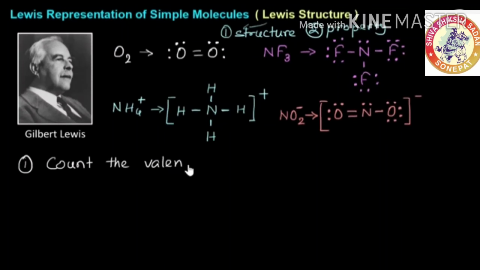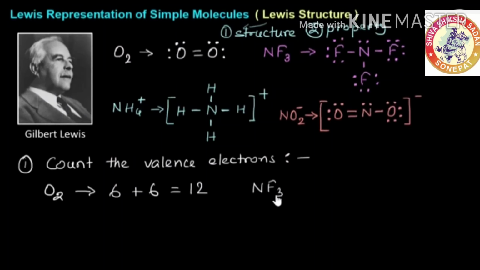For drawing the Lewis dot structure, the first rule is to count the valence electrons. Let us take these four examples and count the valence electrons in each molecule. For example, in the O2 molecule, there are 2 oxygen atoms, and in one oxygen atom, there are 6 valence electrons. So, the total number of valence electrons is 6 plus 6, that is 12.